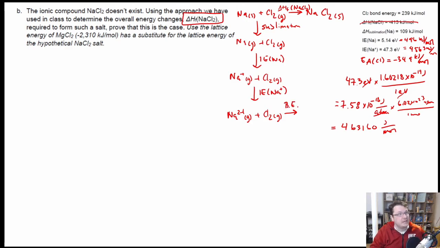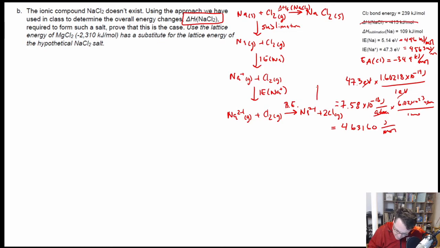So this is now the bond energy. Because the stoichiometry is one molecule of Cl2 for every sodium, we're taking one molecule of Cl2 and converting it into 2 Cls. That is a 1-to-1 ratio for the bond energy, so that stays exactly the same. What we get is sodium 2+ plus 2 Cl gas.